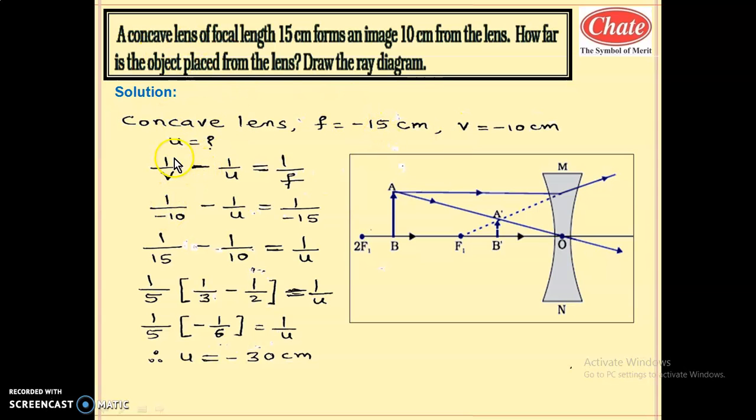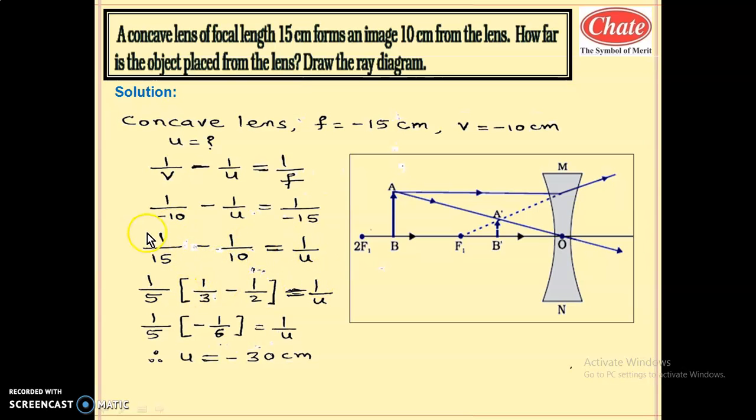So using the lens formula, that is 1 by V minus 1 by U equal to 1 by F. So 1 by V value is minus 10, minus from this formula minus 1 by U, that is 1 by U equal to 1 by focal length, which is minus 15. So rearrange this term. So 1 by U will be taken to right hand side, taking this minus 1 by 15 to this side. So positive term first, 1 by 15 minus 1 by 10 equal to 1 by U.